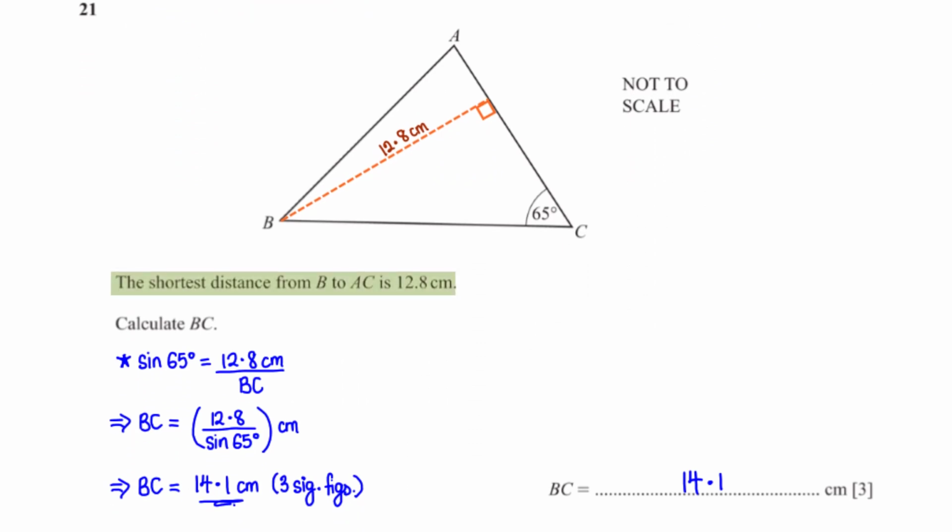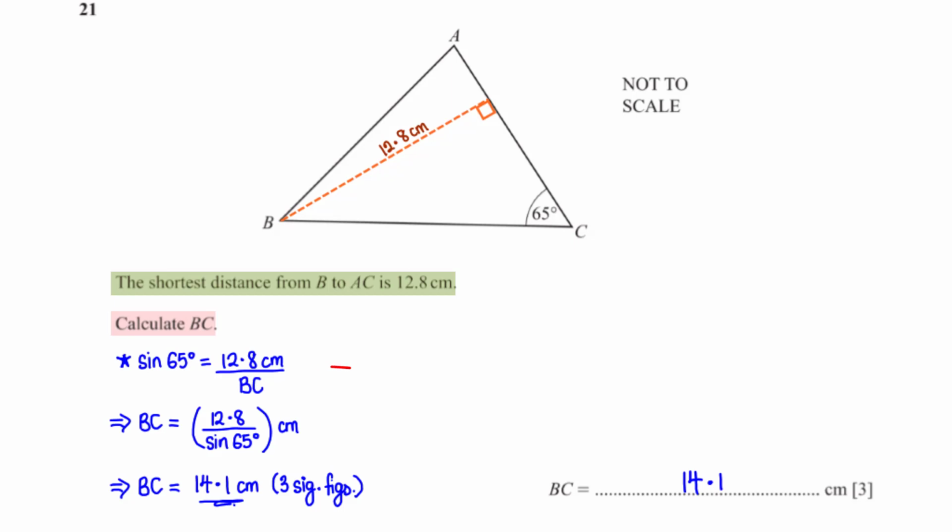The shortest distance from B to AC is 12.8 centimeters. Calculate BC. In other words, this distance, 12.8 centimeters, is the length of the perpendicular line from point B to AC, as shown on the diagram. To find BC, we can apply SOHCAHTOA.